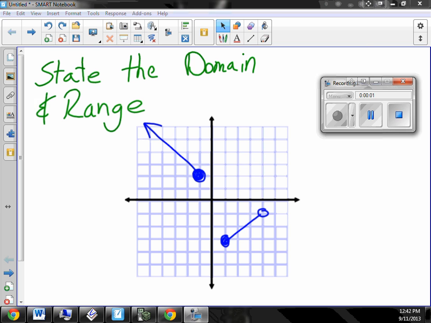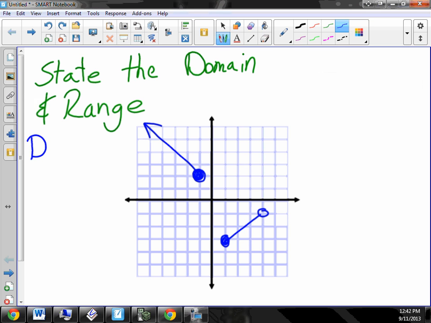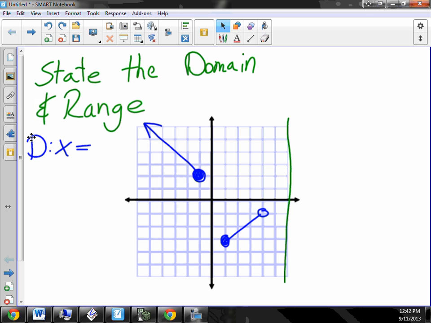When we look for the domain and range, we'll start with the domain, which is the x values. So we're looking for those x values that have a corresponding y value on the graph. The x-axis is the horizontal axis, so we're looking for some vertical line that hits the x-axis that also touches the graph. Over here at 5, there is no graph at x equals 5.